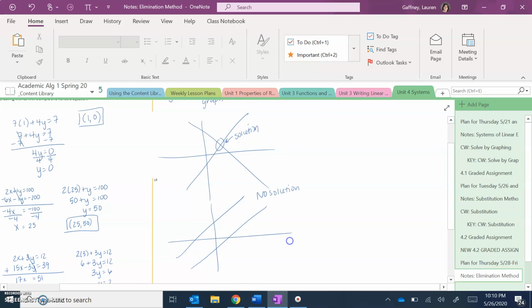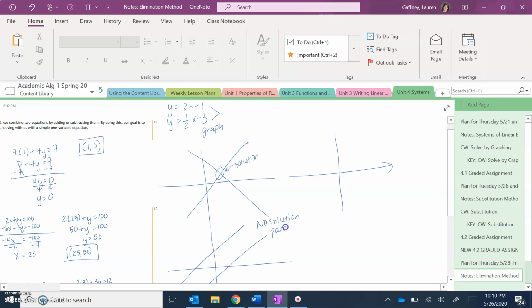Okay? And then there's also the rare case where, so these are parallel, but with a different y-intercept. Okay? They could be the same exact line. So say you have y equals 3x plus 2, and then I give you another one that's negative 3x plus y equals 2. Well, clearly, if you solve that, you're going to get the same thing. So you could have a system that looks like that, and they're the same exact line.